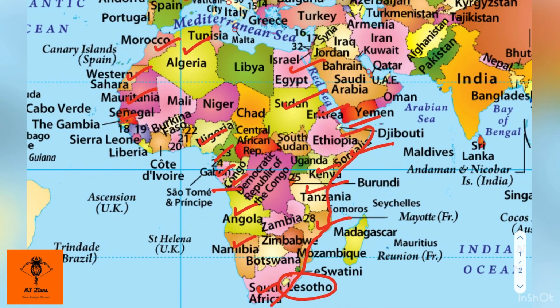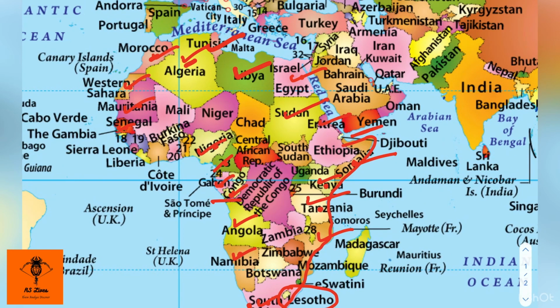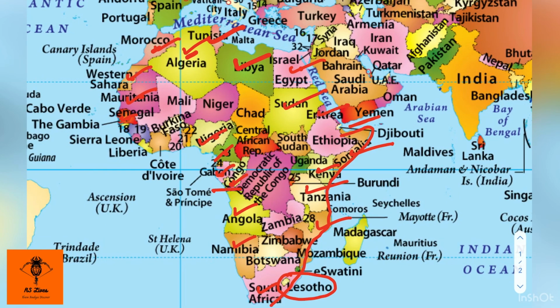So yeah, I have already pointed out which countries are bordering the water bodies. We have Egypt, Libya, Tunisia, Algeria, Morocco, bordering Mediterranean Sea. Then on this side we have Morocco, Western Sahara, Mauritania, Senegal, and these smaller nations, Nigeria, Cameroon, Gabon, Congo, both the Congos, Congo and Democratic Republic of Congo, Angola, Namibia, South Africa bordering Atlantic.